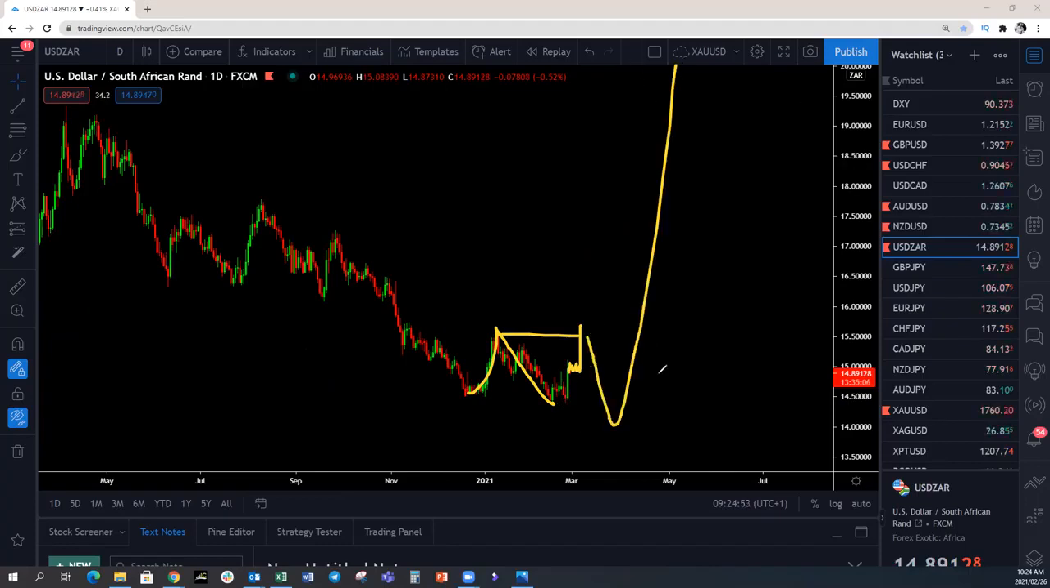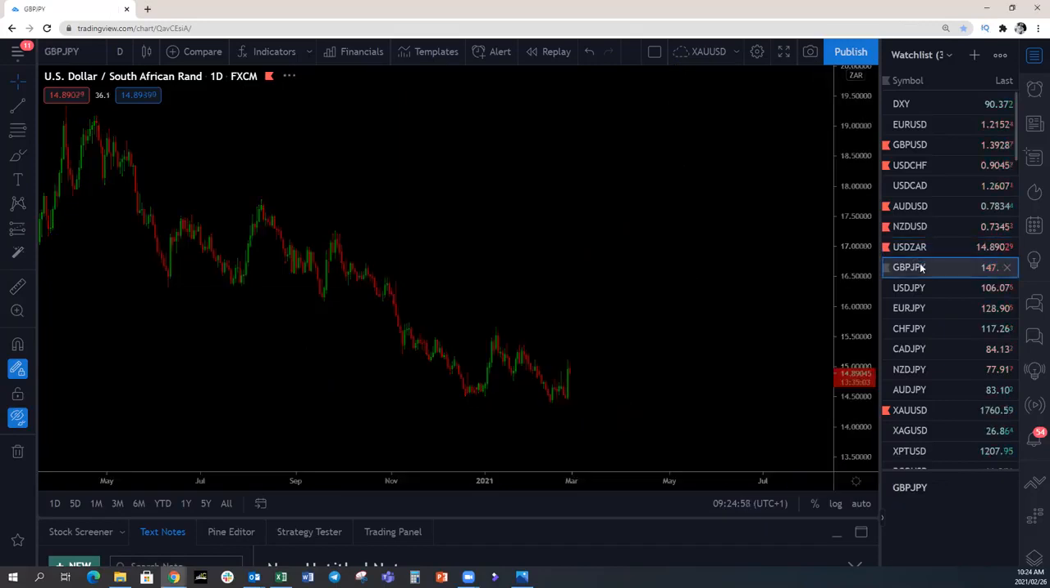That is US dollar ZAR. Pound yen is finally giving us a decent pullback. It's about a 300 pip pullback from the highs of yesterday.